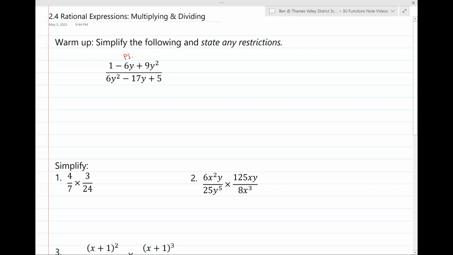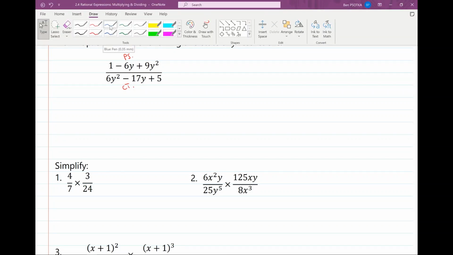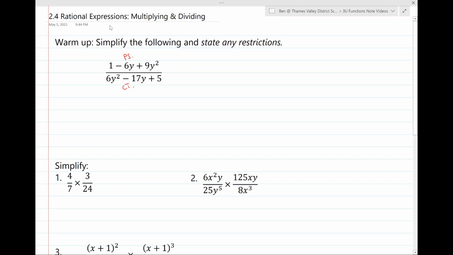I have a perfect square in the numerator. I have a complex trinomial in the denominator. Just like before, I'm not going to spend any time showing you how to factor. If you're struggling there, you can watch the other videos. But first, we can break this down into 1 minus 3y squared, all divided by 2y minus 5, multiplied by 3y minus 1.